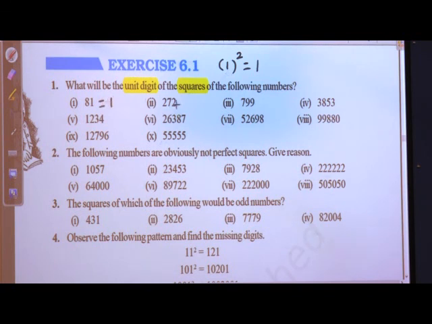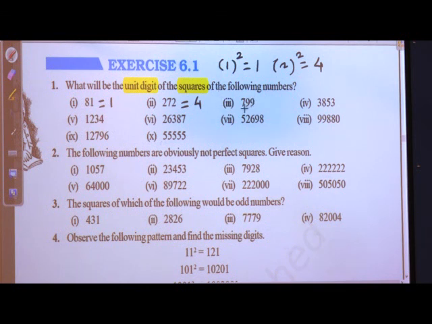What about 272? What is there in the units place? 2. So what is 2 squared then? 2 squared is 4. So what is the answer? What do we want? In the square, what digit are we getting? 4 we are getting.